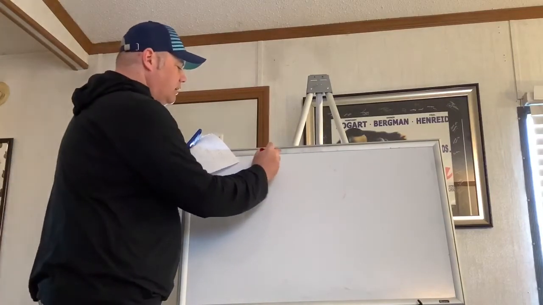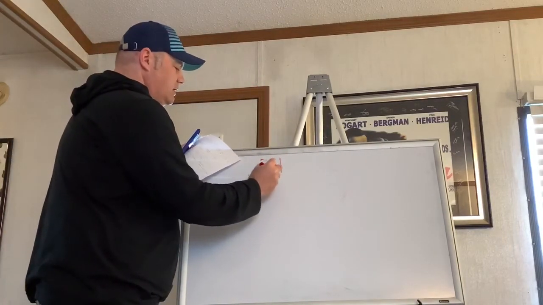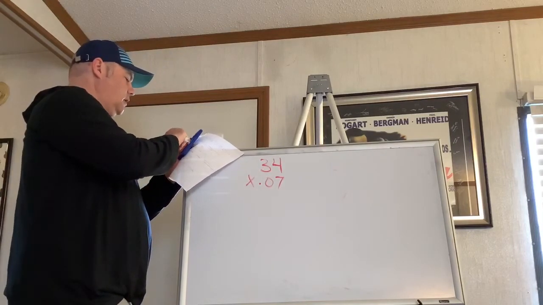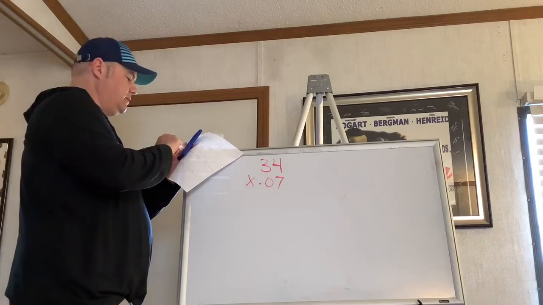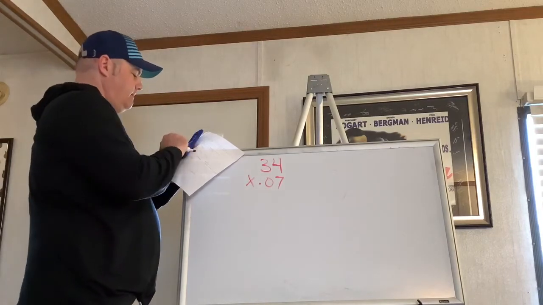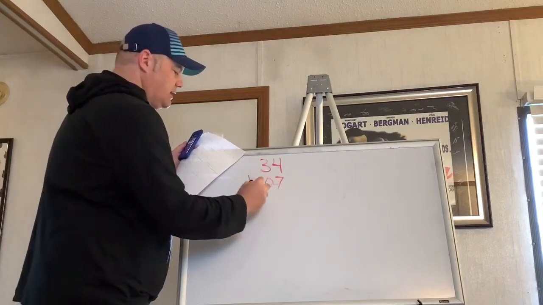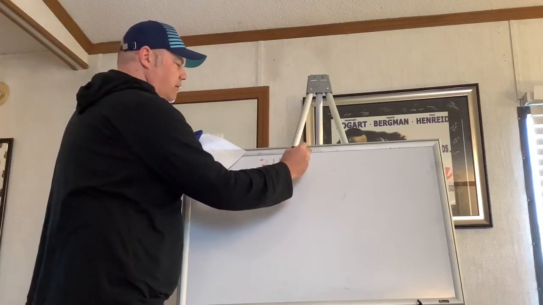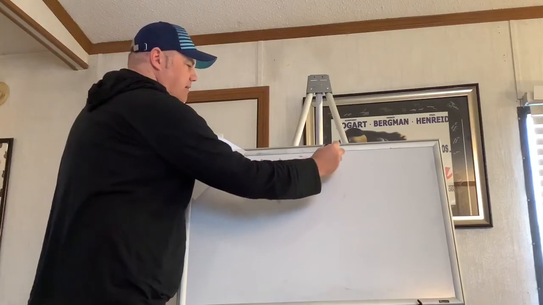So $34 and you're finding 7%. Okay, so 34 times 0.07, $2.38. You don't have to round there, that's what it came out to. So you add that to the $34 and you get $36.38.